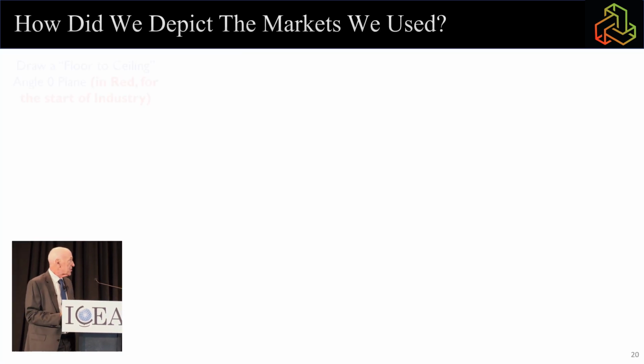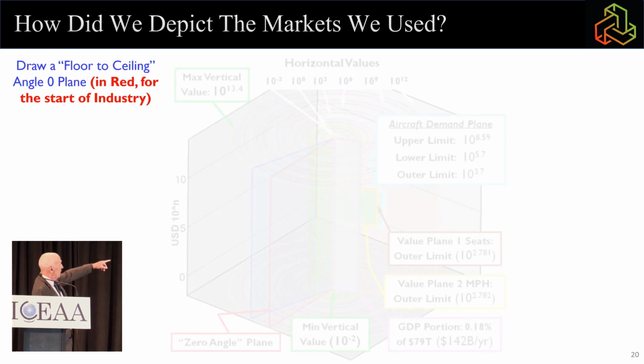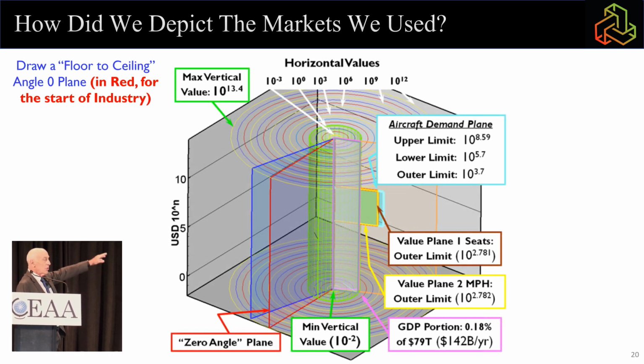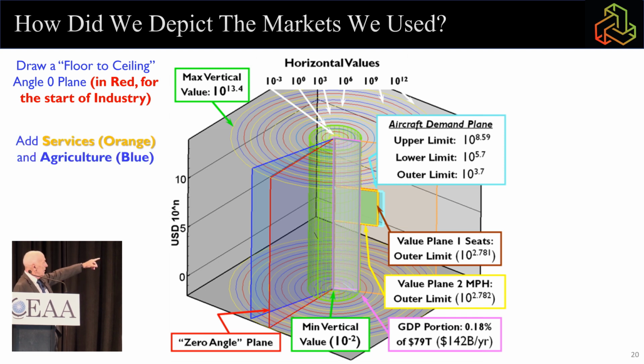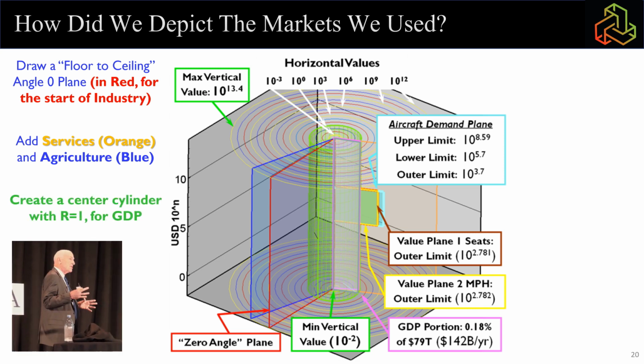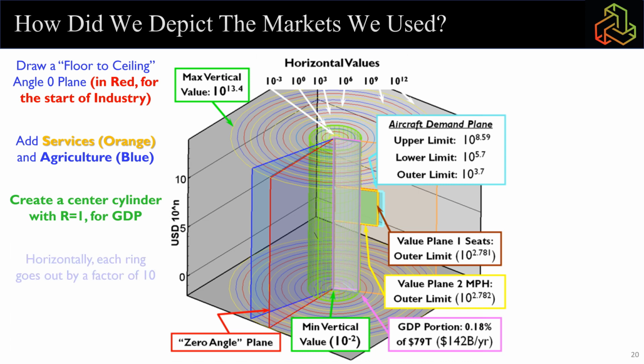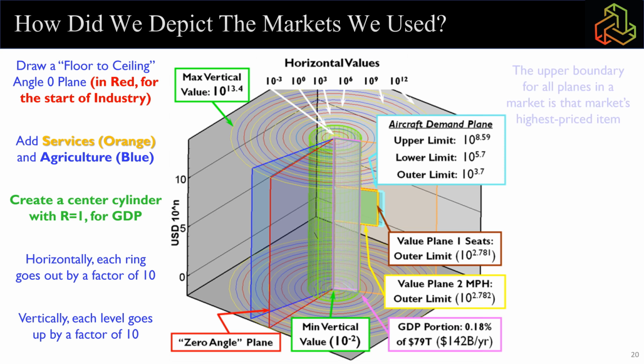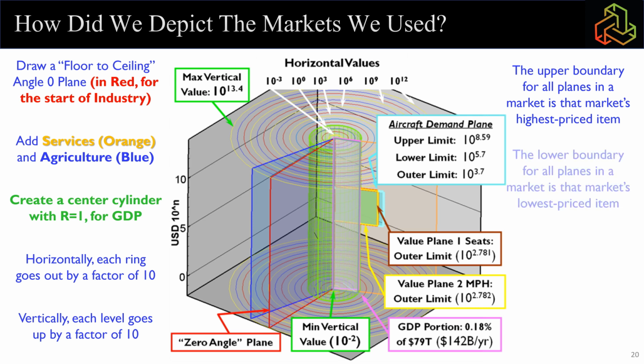And so the key to reading each depiction of this market is thusly here. What we've done is we've created floor-to-ceiling planes that intersect the industry, or that show the limits of the industry, services, and agriculture. We have this center cylinder that's got a radius of 1 so that we can push all the GDP into that. By rule, we don't show each of the individual pie pieces all the way up and down because we understand that. But vertically, we're going up by factors of 10. And horizontally, we're going out by factors of 10 too.